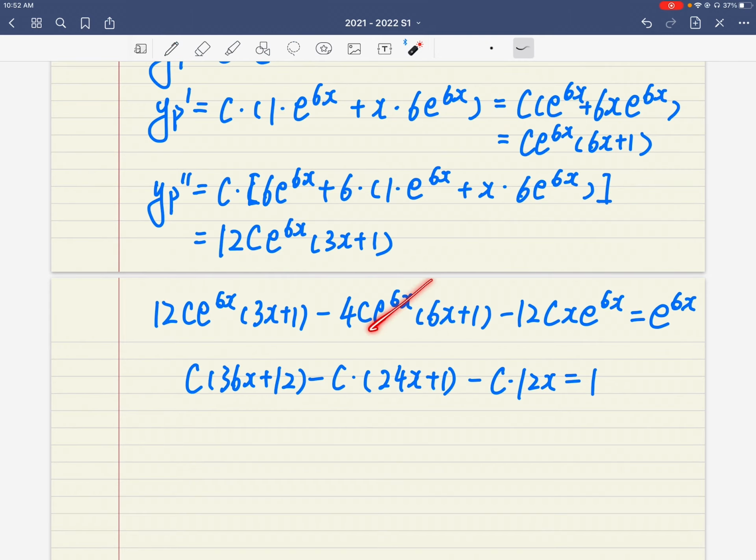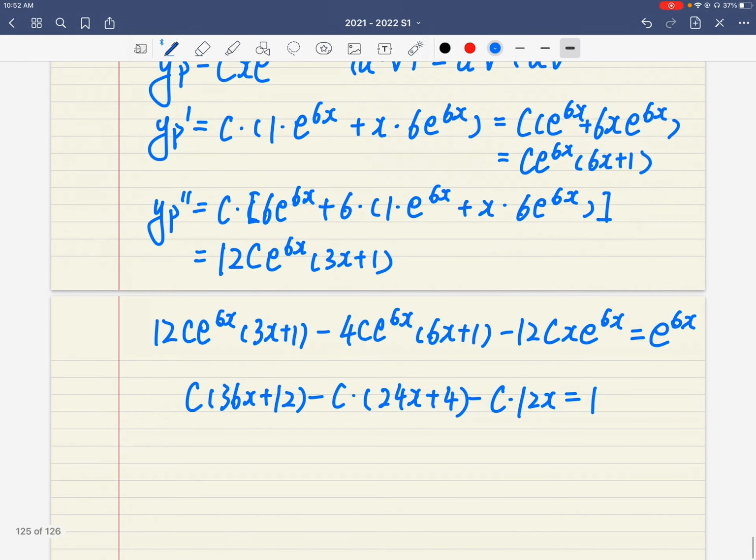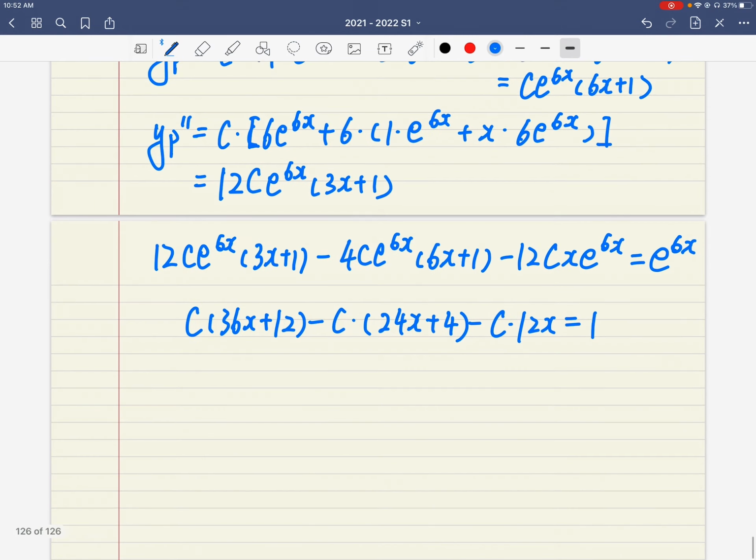Okay. So here you just cancel out e to the power 6x, and it's c times, you know, a polynomial. Okay, then just have to solve it. So you can see here 36x, right, minus 24x minus 12x. So actually these three parts, they disappear, right? So it's just 12c minus 4c is equal to 1, so c must be 1/8.